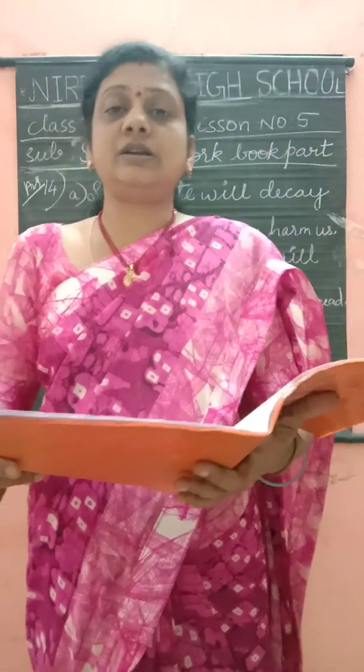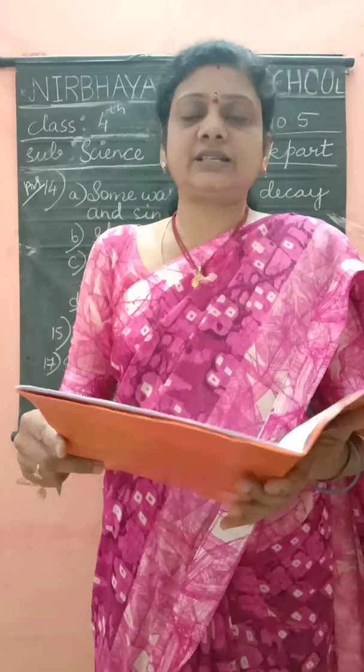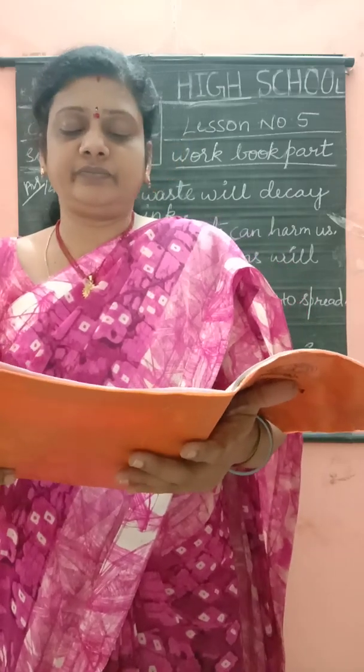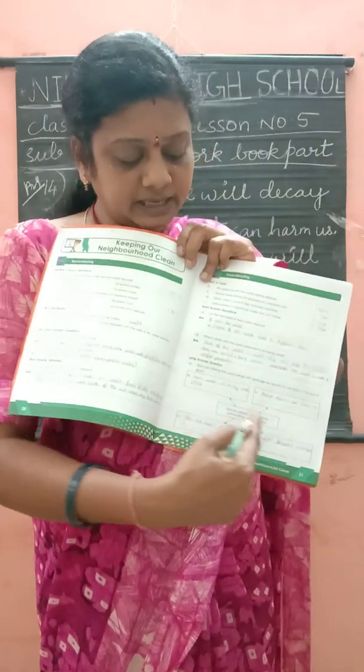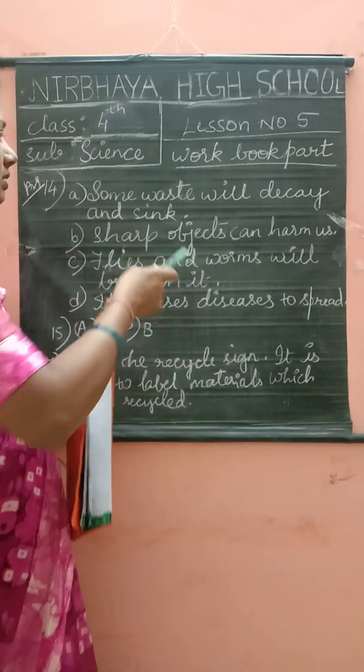Open your workbooks, children, page number 21. The long answer. In the previous class we have written up to the 13th answer. How can littering the surroundings with garbage be harmful to us? Write in the space given. The space given here means points A, B, C, D. You have to write, children. The answer is on the board.